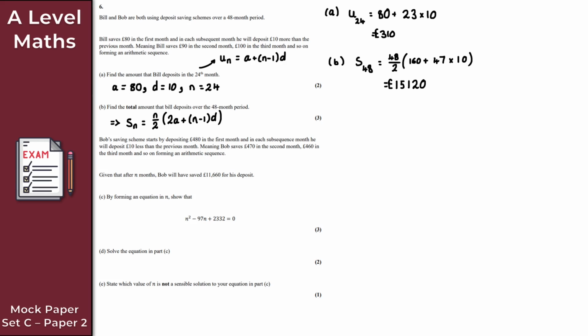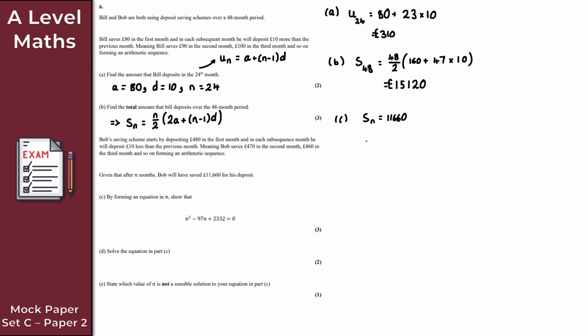So for part C, it says by forming an equation in n, show the following. Right, so where do we begin here? For part C, what we're basically told is that the sum of the first n terms of this arithmetic sequence is equal to this amount, 11,660, right? So for the sum of the first n terms, that's this formula.